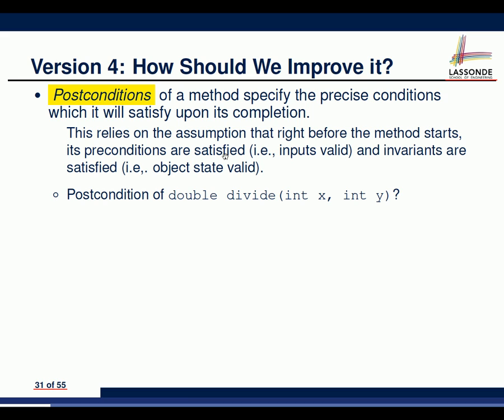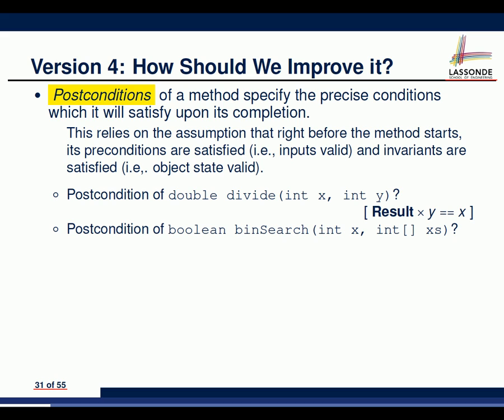Exactly right. So now in Eiffel, for any query, you can use the result. So result times y will be equal to x. It's a simple one. This will make sure that anything you do wrong, for example, the one you just mentioned, wouldn't satisfy this, right? Good, very good. What about binary search? What will be the postcondition for binary search? Let's say the binary search is simply going to tell you yes or no, whether it's there or it's not there.